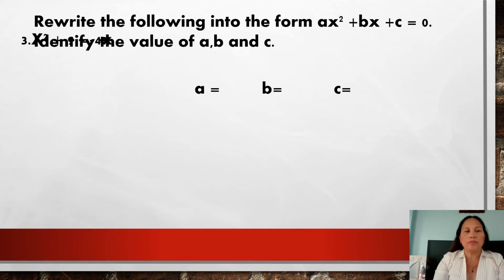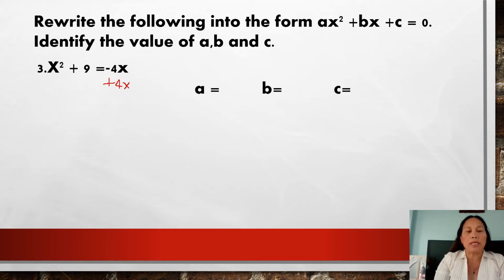Let's have number 3, x squared plus 9 is equal to negative 4x. Now, you notice this equation is not yet in standard form. We need to transfer this negative 4x to the other side. So how we're gonna do that is to apply the property of equality, the addition property, or the shortcut for that is what we call the transposition method. But this time we're going to use the addition property. We're going to add 4x to both sides.